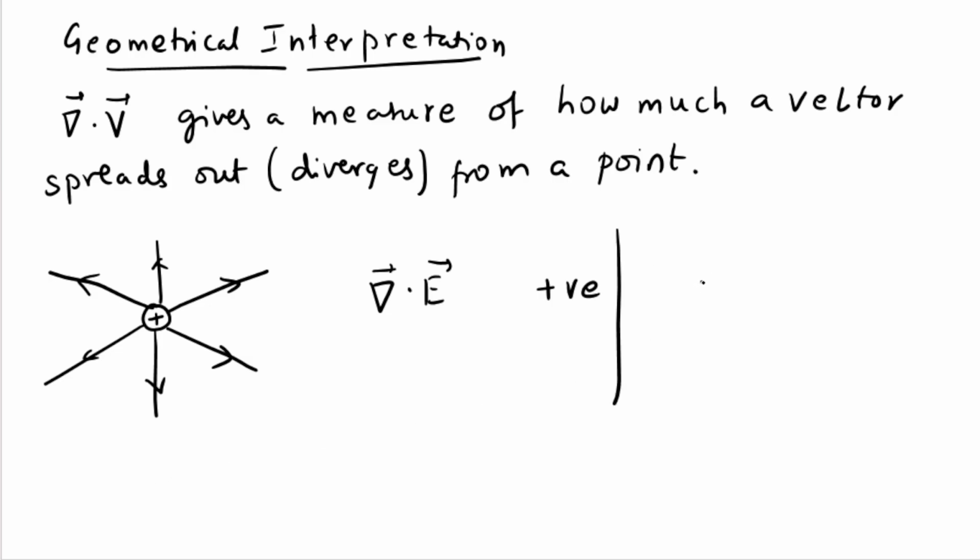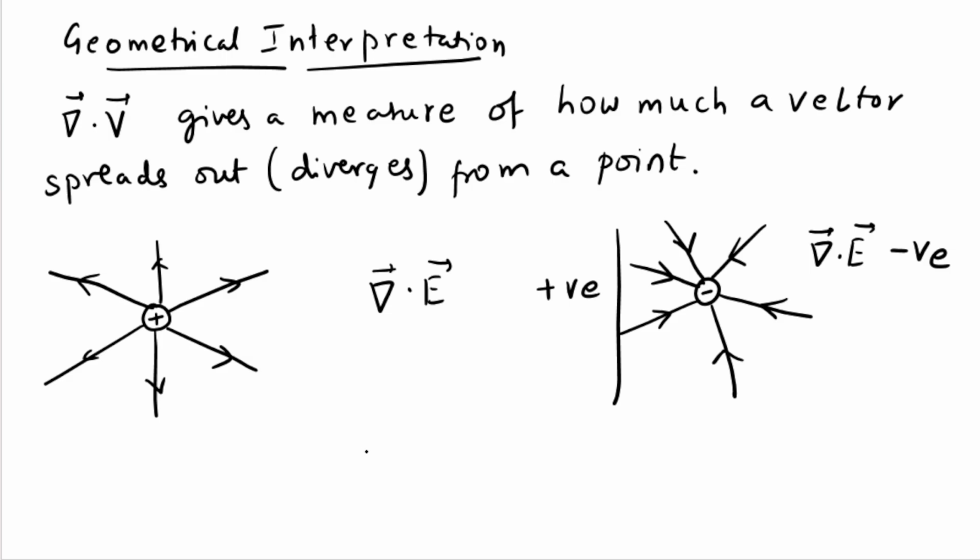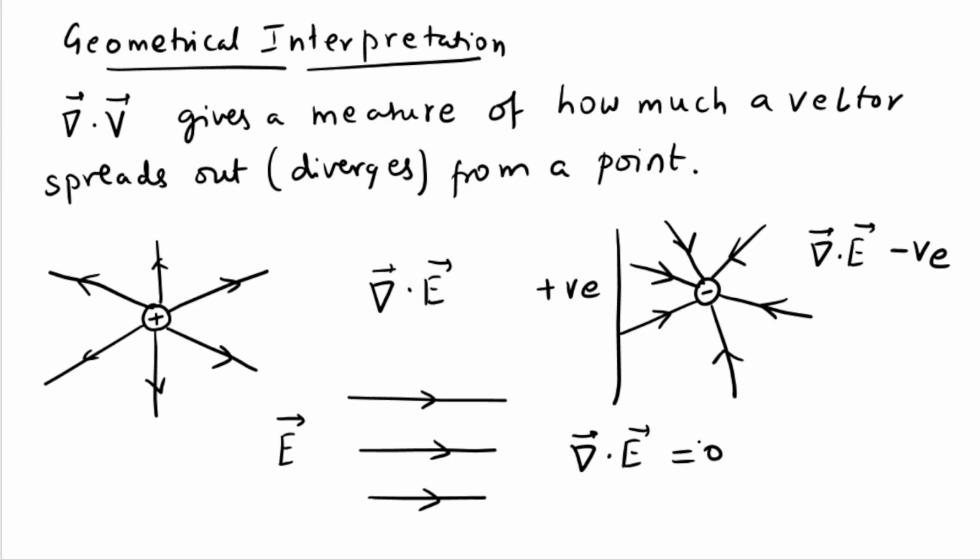And if you take a negative charge, we know that the electric field lines are pointing inward. And if we take the divergence of the electric field for this negative charge, then we will find that the divergence of the electric field is a negative quantity. And finally, if you look at electric field lines like this, then if this electric field is given by E, then the divergence of this electric field will be 0. This completes the lecture on divergence operation.